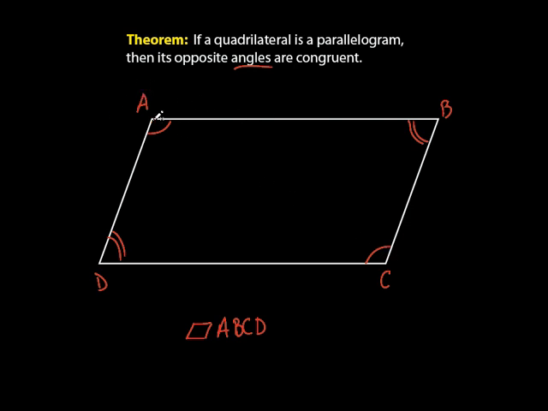You start at the left-hand corner and you just go clockwise. It's just kind of a nice, consistent way to do it. But there's all kinds of different ways that you could name this parallelogram. All right, let's get back to this part of it. The opposite angles are congruent to each other.